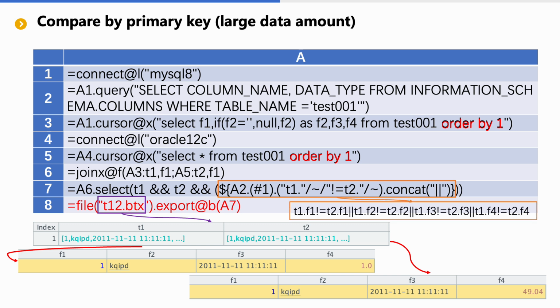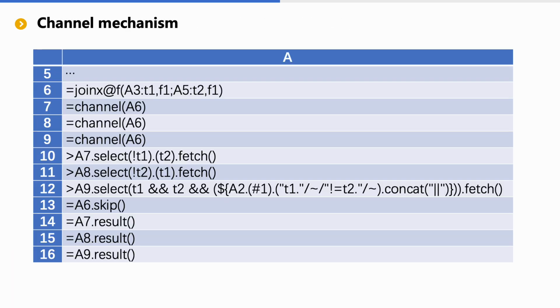Similar to small data amount, A7 requires the use of macros to spell out conditions where any column is unequal, like this. But there is a problem. Unlike small data amount, a cursor can only be traversed once, so only one scenario can be calculated each time. This approach is too slow. It's like traversing the data 3 times. SPL provides a channel mechanism that can filter these 3 conditions in one traversal.